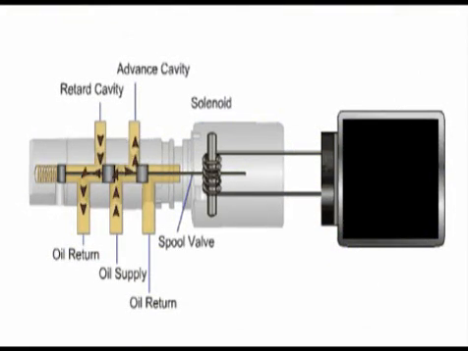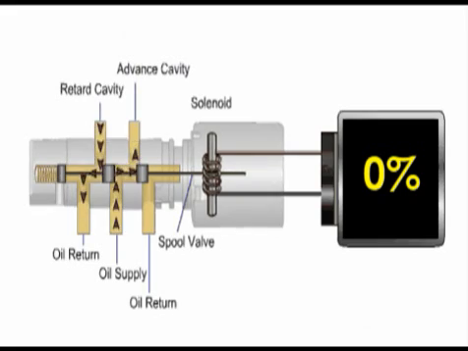This animation shows the flow of engine oil in the VCT system and how it retards or advances the camshafts. At 0% duty cycle, there is oil flow into the advance cavity and out of the retard cavity. This is normal oil flow with no camshaft movement.